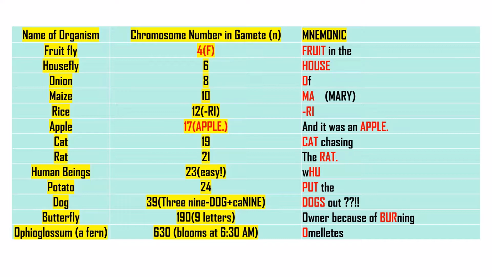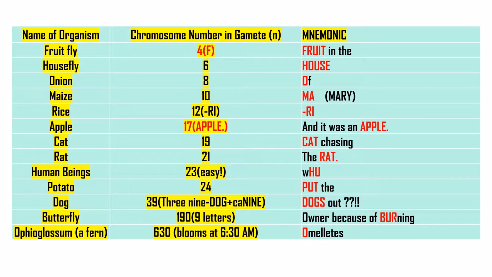Now at 23 we stop again, we move to the next even number, that is 24. So we started from 4, 6, 8, 10, 12, which were even numbers. Then we started from 17, we moved certain odd numbers, and then again we are coming to an even number, that is 24. Now after that, the rest three numbers coming below that, that is for dog, butterfly and Ophioglossum, those are weird numbers and those are slightly higher numbers of chromosomes in the gametes.